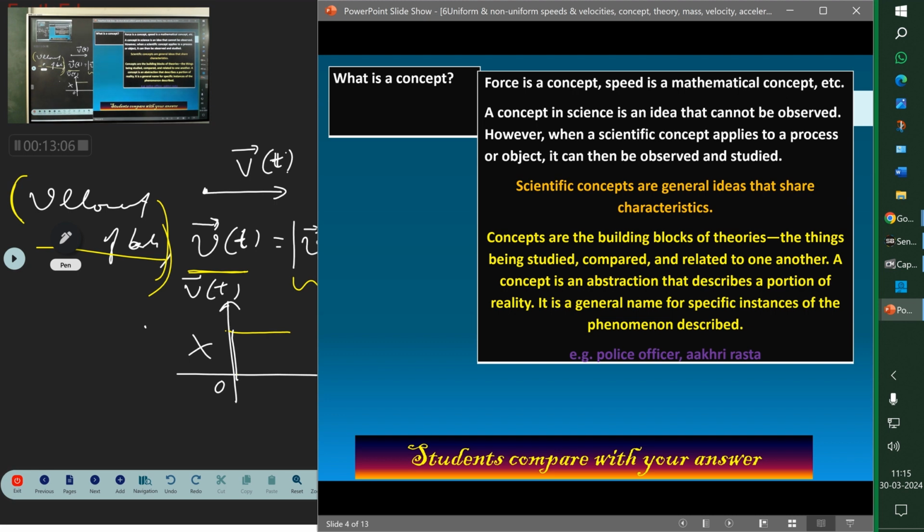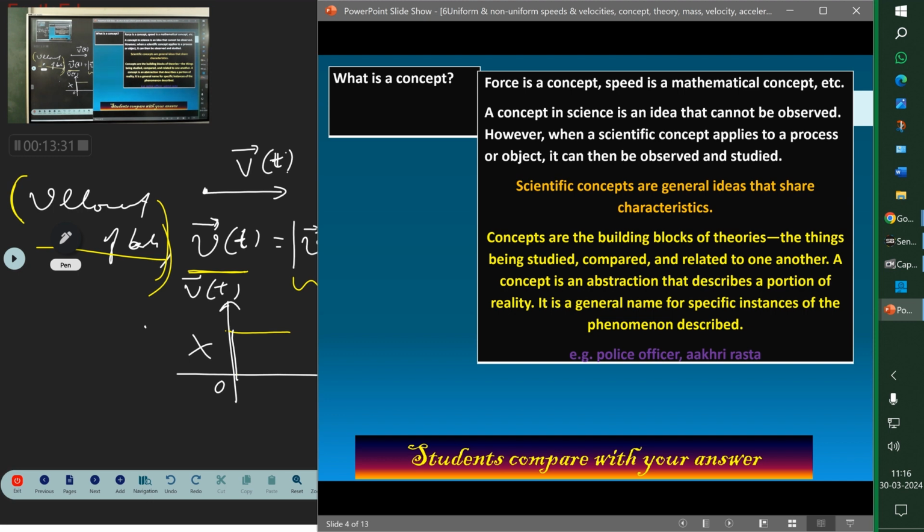See, now, force is something which we have said is push and pull. But it is not always push and pull, right? A concept in science is an idea that cannot be observed. However, when a scientific concept applies to a process or an object, then it can be observed and studied. So by itself, the concept cannot be observed.